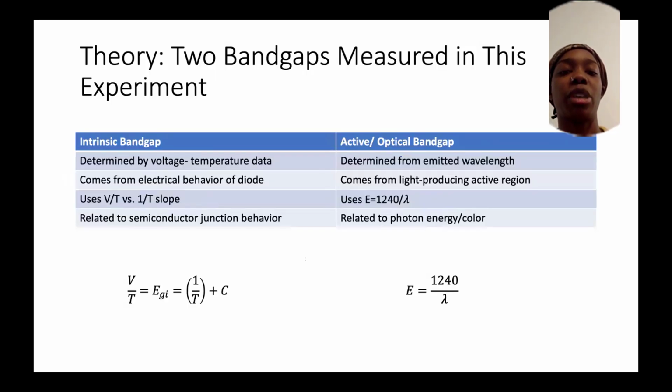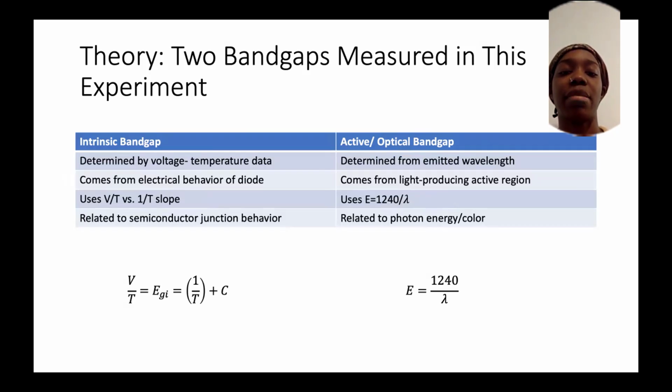In this experiment, we measured two related but different band gap values. The active or optical band gap comes from the emitted light, and it was calculated using the peak wavelength from the emission spectrum. This method was directly connected to the light-producing region of the LED because it tells us about the energy of the photon being emitted. The intrinsic band gap was determined differently. It came from the electrical data, specifically from how the diode voltage changed as temperature changed.